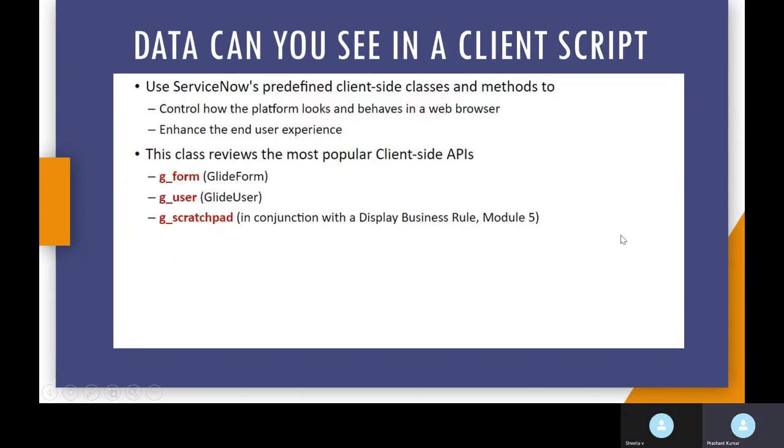So what can you use in a client script? We can use ServiceNow predefined client-side classes and methods to control how the platform looks and behaves in a web browser. It will just enhance the end user experience. The client-side classes would be g_form, which is called GlideForm, and g_user, which we can utilize in our client script APIs. And g_scratchpad will be used as part of display business rules, which I will explain when we use business rules.